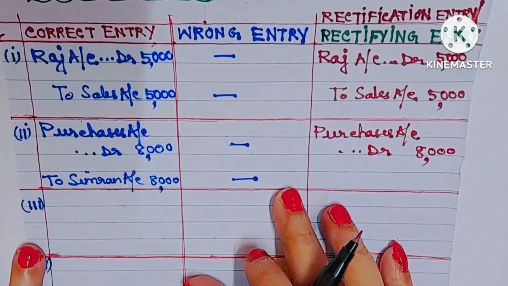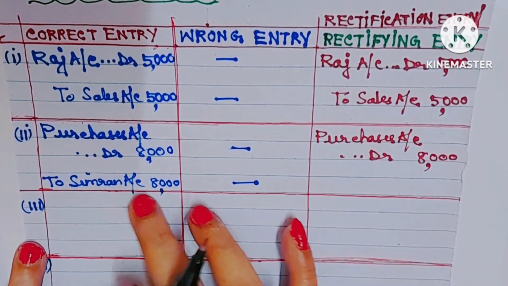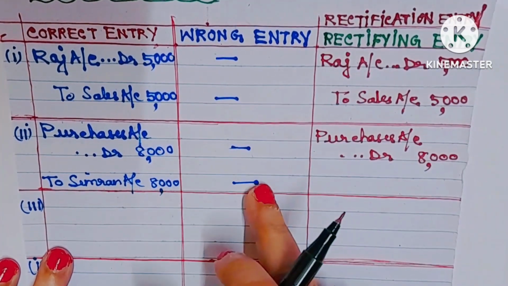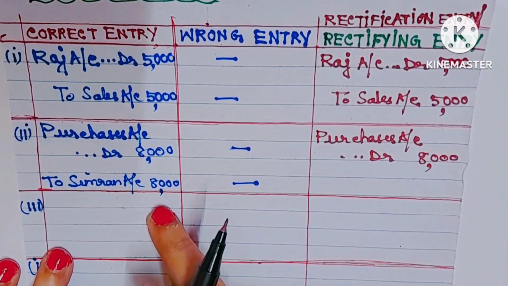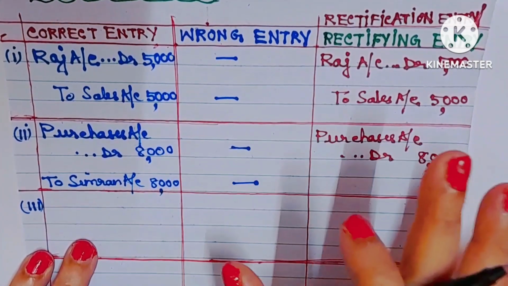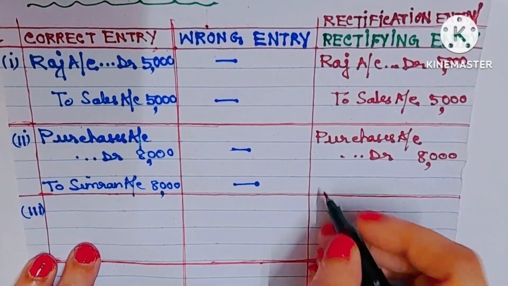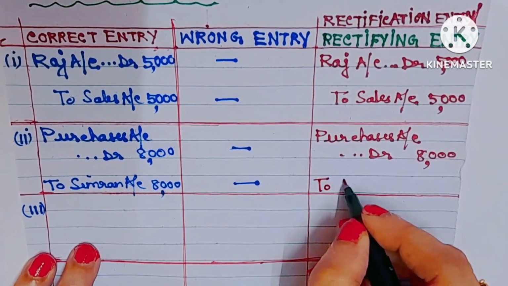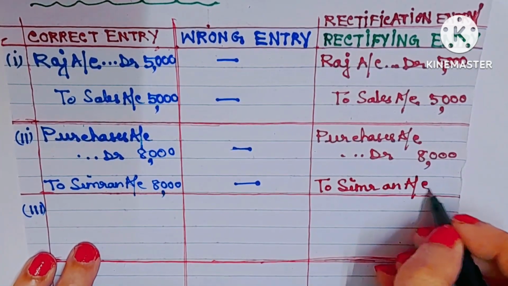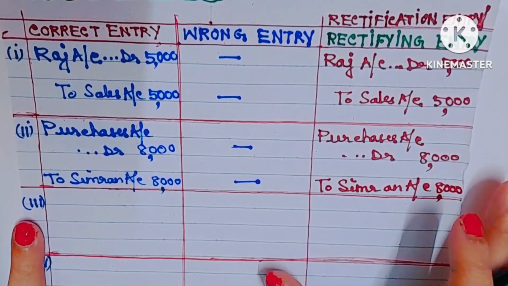Now, what is the correct entry on the credit side? The correct entry on the credit side is To Simran account 8000. The technique is to compare the correct entry and the wrong entry. In the correct entry on the credit side is To Simran account 8000. Nothing has been recorded in the wrong entry, but we have to rectify it. So, if you write the correct entry on the credit side, it will be rectified automatically. So, let's write To Simran account 8000. Okay? Understood? So, now let's see the third transaction.